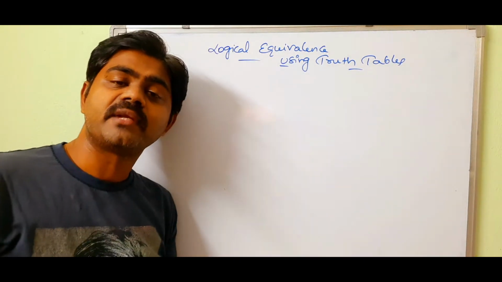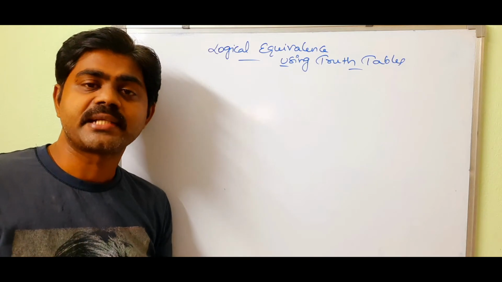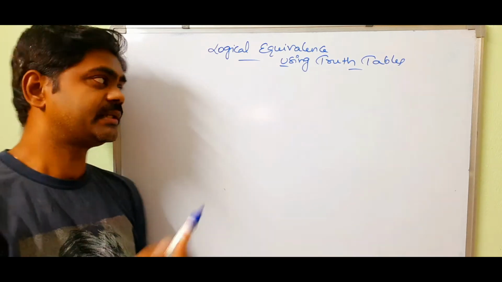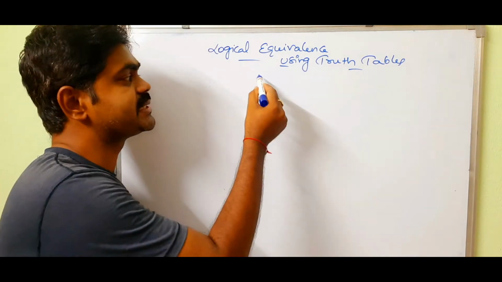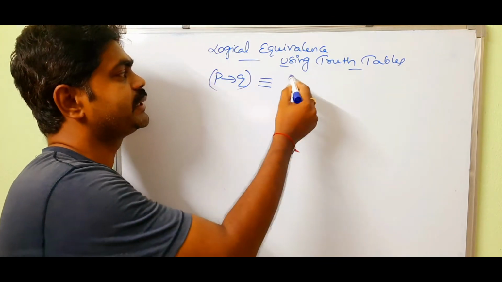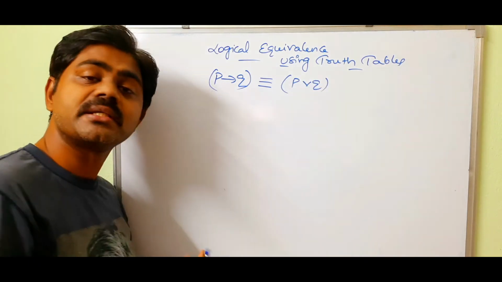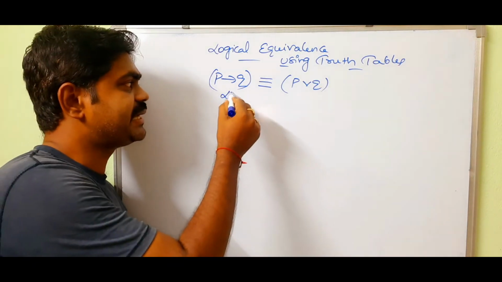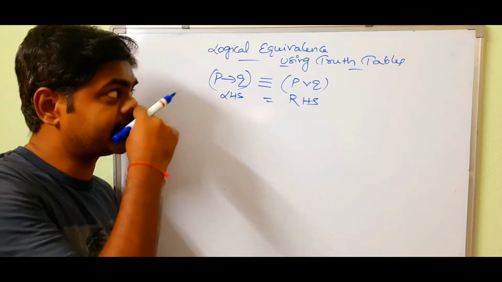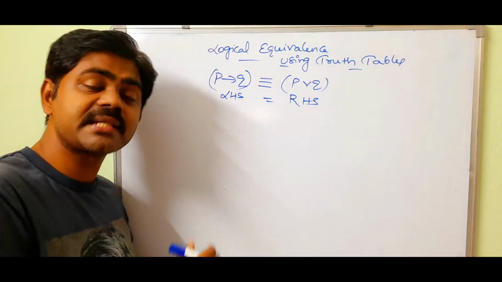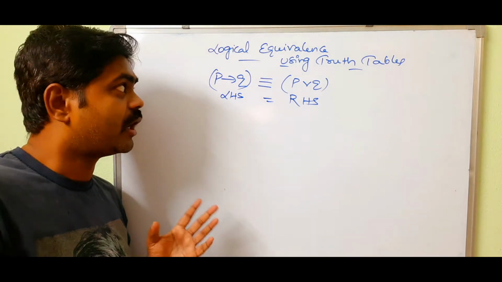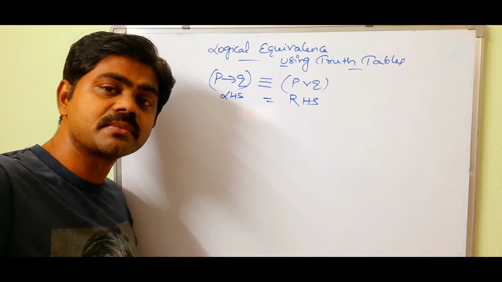So what is this logical equivalence of a truth table? We have some propositions like P implies Q, which is logically equivalent to not P or Q, let us assume. So the symbol for logical equivalence is like this. This is just an example, okay? That means we should show that this LHS is equivalent to RHS. So that is logical equivalence, and we should prove this using truth tables. Now we will see examples of logical equivalence using truth tables.